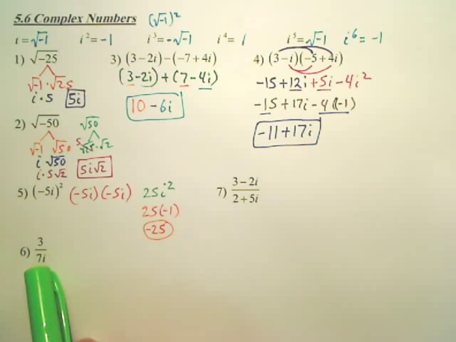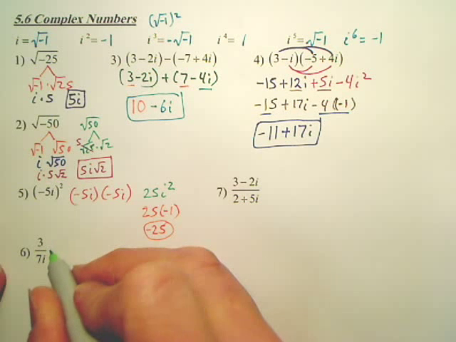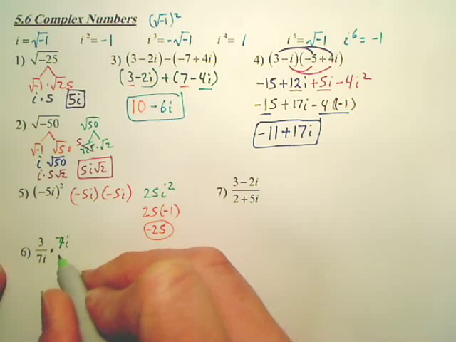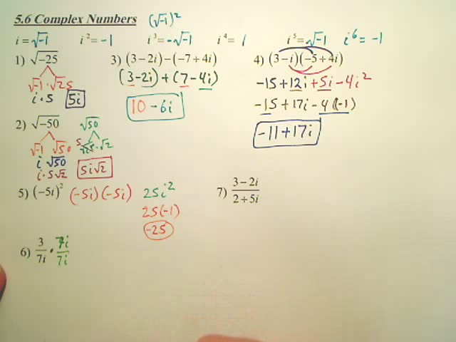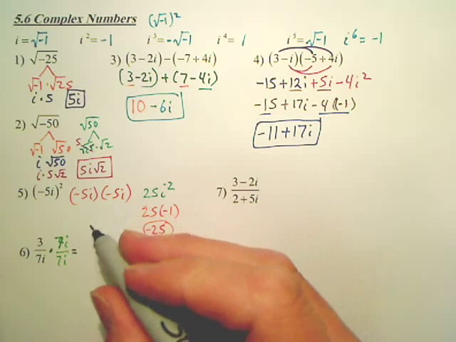Now, this one's quite a bit different. Number 6, we're dividing a real number by an imaginary. And here's the process. Basically, you do not want an imaginary on the bottom. And the process is simply this. If I multiply top and bottom by 7i, watch what happens. If I multiply top and bottom by 7i, because you don't want imaginaries on the bottom. It's just kind of rule-ish.